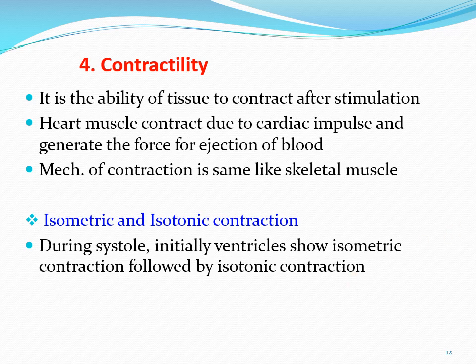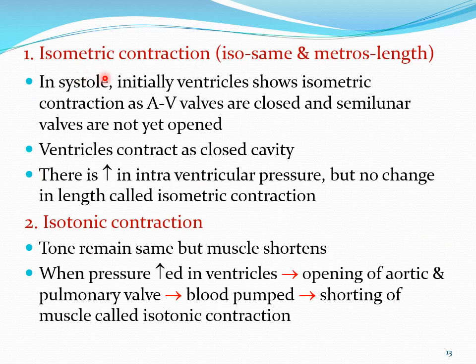So what is the meaning of isometric contraction? Isometric: iso means same and metric means length. So when cardiac muscle contracts, the length remains the same, but tension increases, force increases. Are you getting this? When the ventricle starts its contraction, that is, when the ventricle starts its systole, if you see the initial part, it shows the isometric contraction.